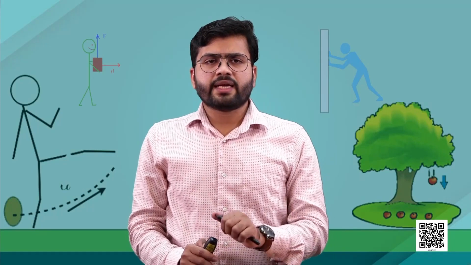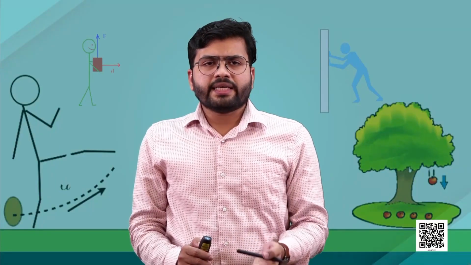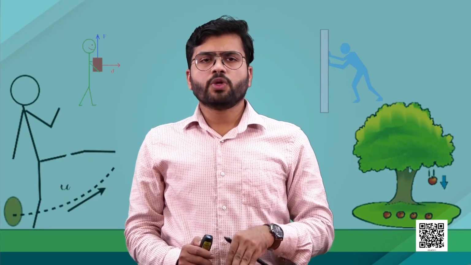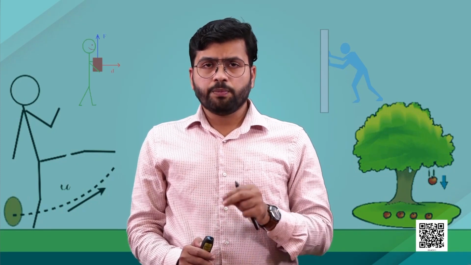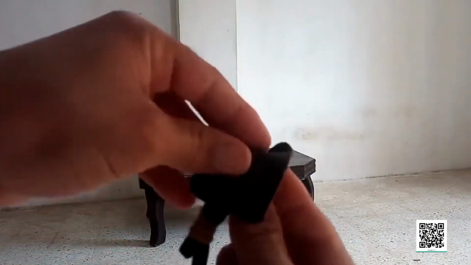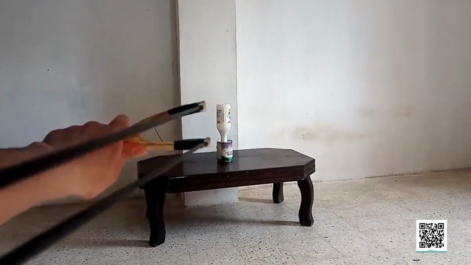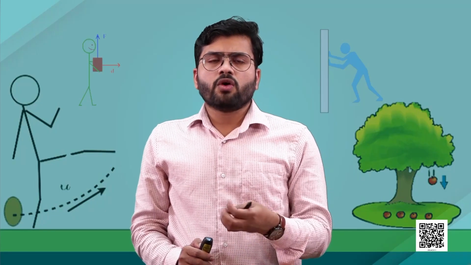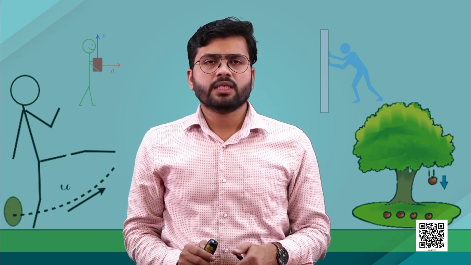Similarly, if you look at the catapult, when you pull it backward, we do a certain kind of work, and that work gets converted into energy and gets stored in the catapult in the form of potential energy. And the moment you release that rubber, it pushes the stone with a certain amount of velocity. That means the rubber, due to its potential energy, does some work on the stone. So, this is how we can understand potential energy.